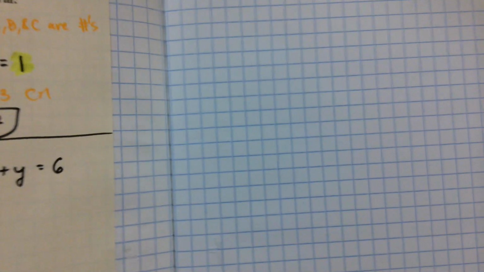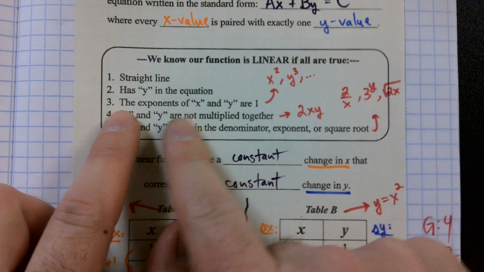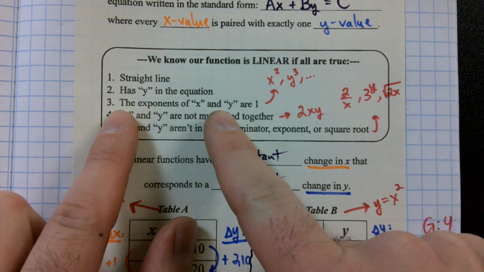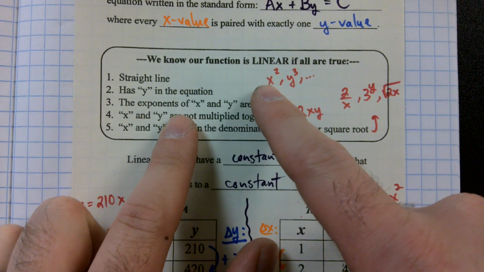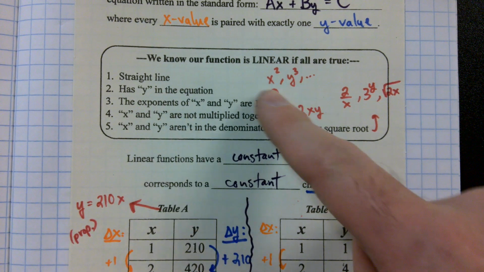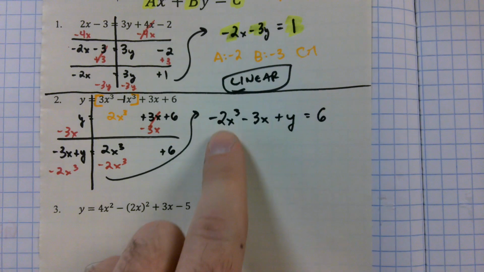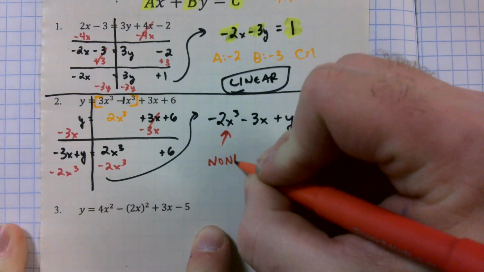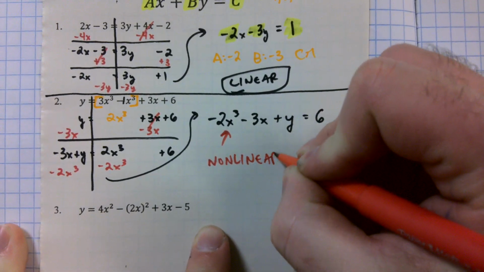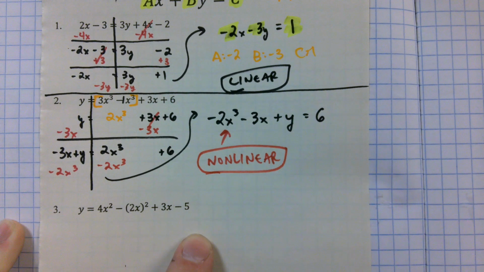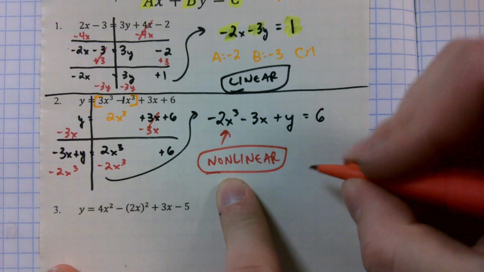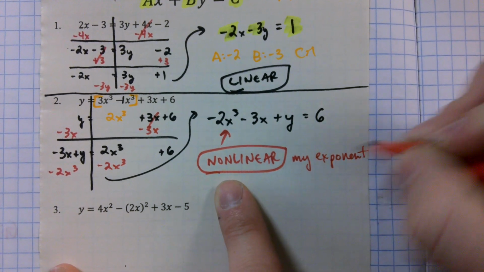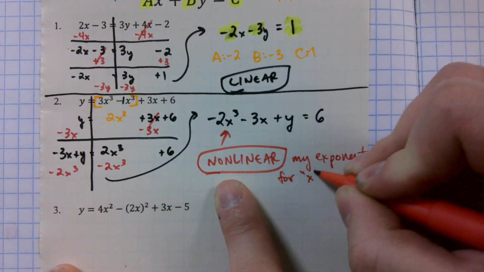Well, let's take a look back. Here's how we know: the exponents on x and y are 1. My exponents for my variables have to be 1. I can't have an x cubed, a y squared, none of that. So that's why it's not linear. Because the x is cubed, it's not linear. So we would see a curved line with an exponent, nonlinear. My exponent for x must be 1.